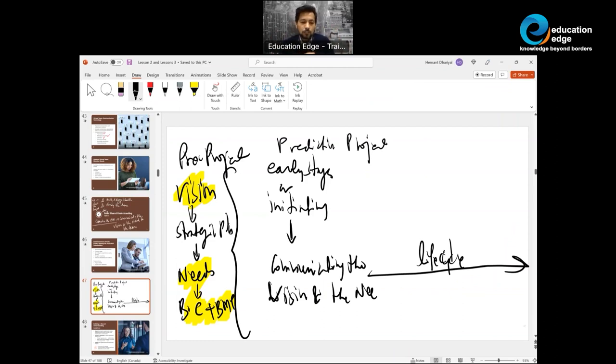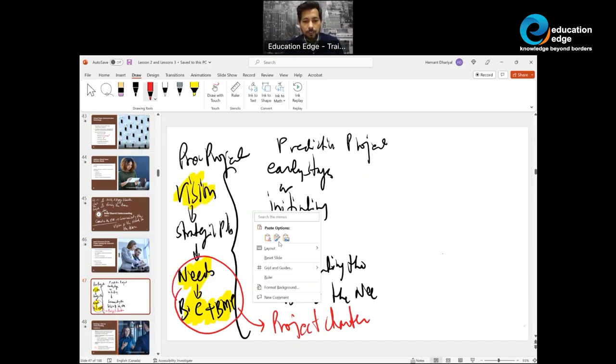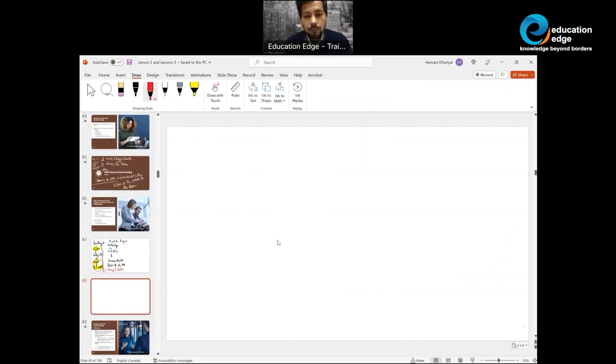So good project managers will take a look at that. And using this information, the needs, the business cases, in the early stages, organizational leadership would also use this information. And using this information, they will create a document called the project charter document. Now, from PMP exam standpoint, it is very important to understand this, that a project charter, who creates it?